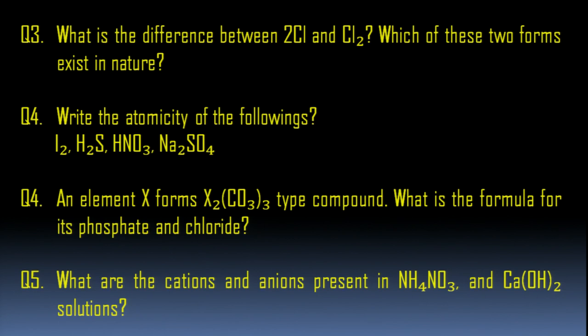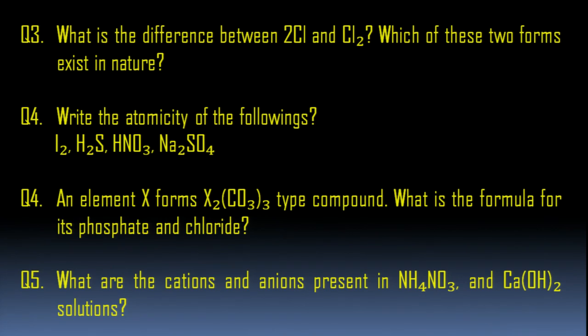What are the cations and anions present in NH4NO3, that is NH4 plus, NO3 minus, and Ca(OH)2, Ca 2 plus, OH minus? So you have to take down these questions and write the answers in your notebooks.